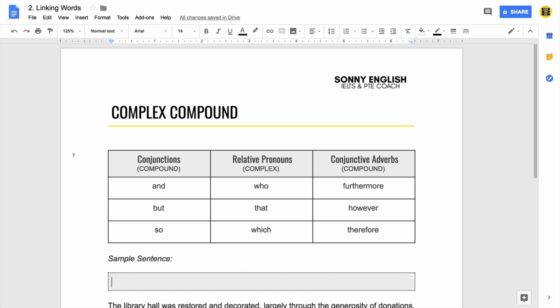Alright, creating a complex compound sentence. Oftentimes you probably hear people say compound, complex, but I'm going to call it complex compound here because I want you to know that the complex is more important. We will always create the complex first before the compound.